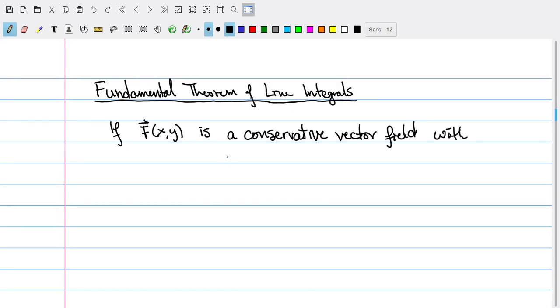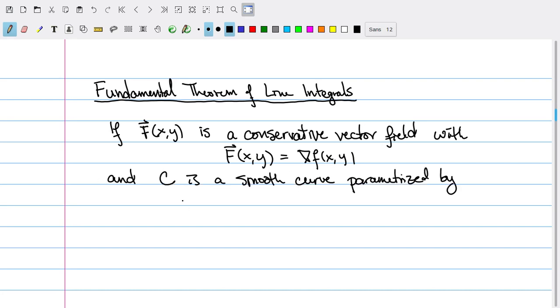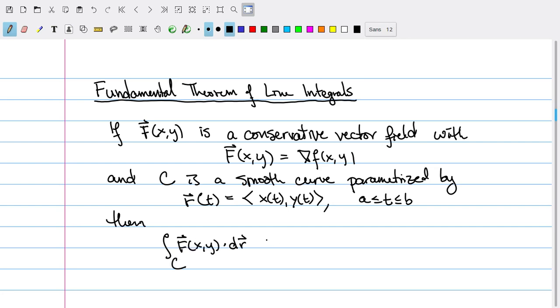So we have the following theorem, which is the fundamental theorem of line integrals. This theorem goes like this. If I've got a conservative vector field, big F, which is the gradient of some function, little f, by definition, and I've got a smooth curve C parameterized by some r of t, then the line integral of big F over the curve C is going to be given by little f evaluated at the endpoints, just the difference there.